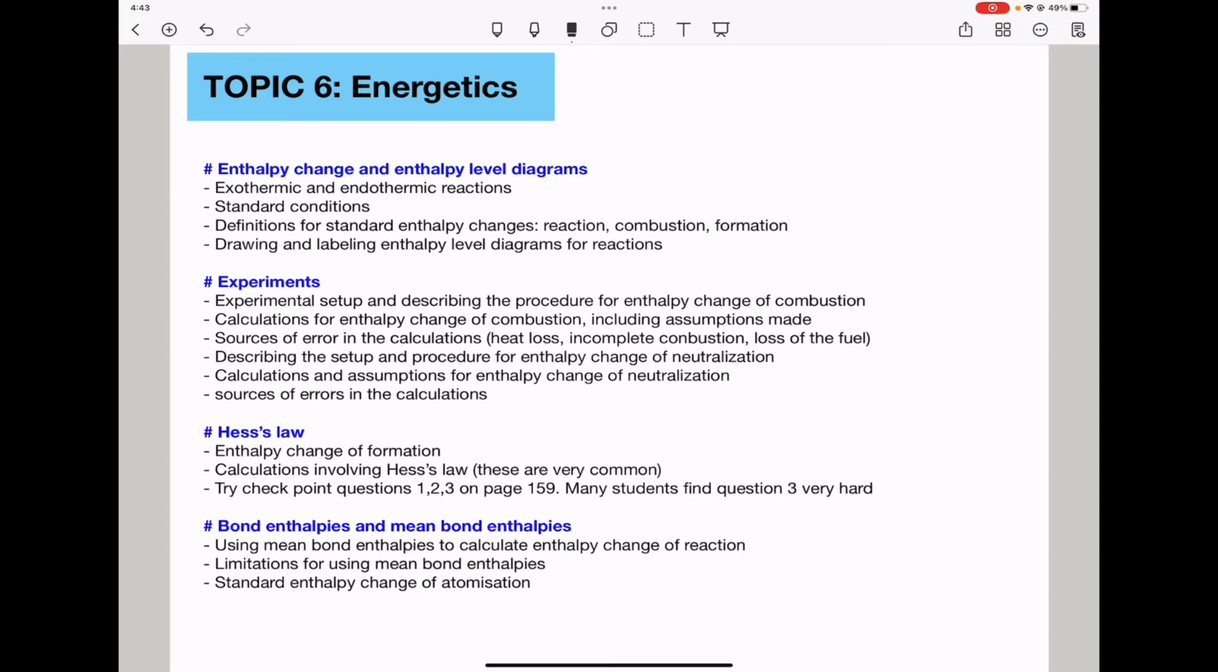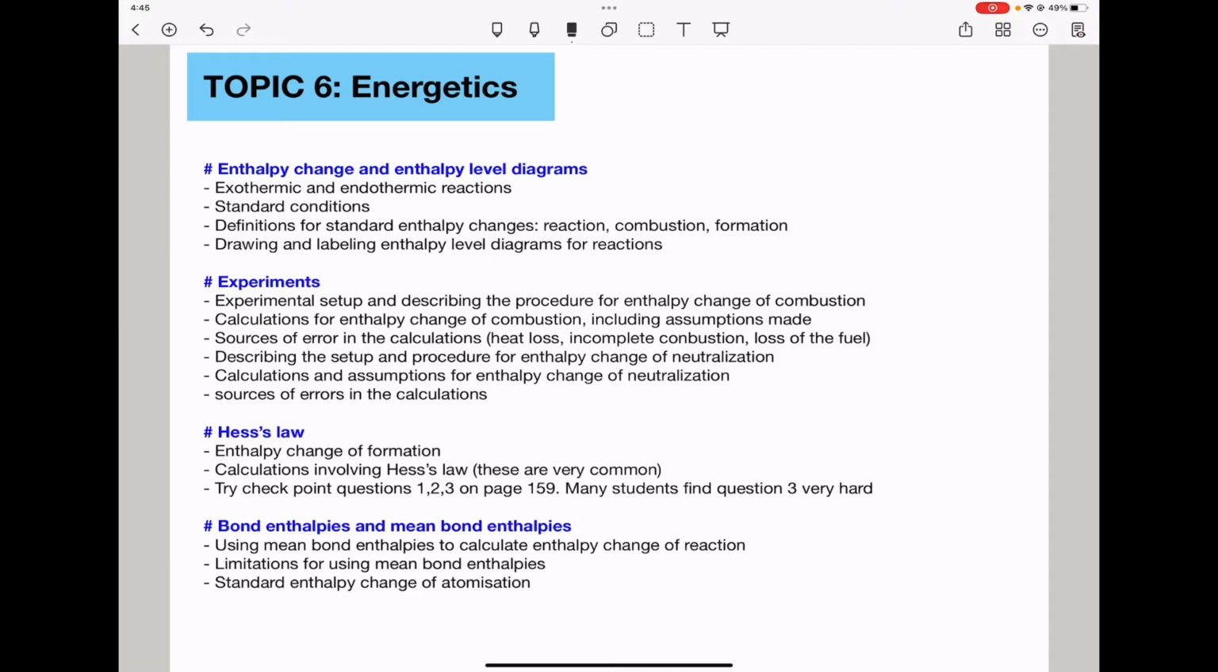You need to learn to describe the setup and the procedure for the enthalpy change of neutralization. In this case, remember the acid is mixed with the alkali and then a reaction goes on. How are you going to determine the mass that is going to be used to calculate the Q? You need to remember all that. You need to know how to calculate and make assumptions for enthalpy change of neutralization. And then lastly, you need to know how to find the sources of errors in calculations. Most of the time, errors are going to be in experimentation whereby there is going to be heat losses, so you need to be able to write that down.